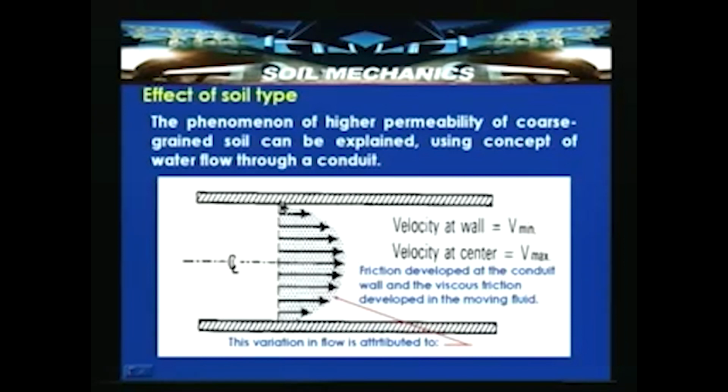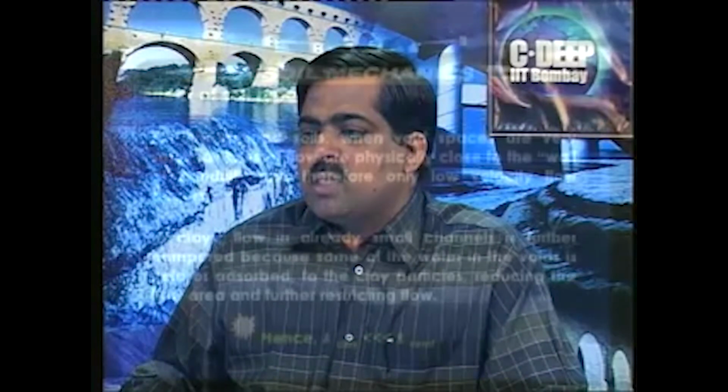Whereas in the case of the flow of water through clay particles, one reason is the frictional drag: the flow is attached almost to the wall, and because of that very little flow occurs. In addition to that, the adsorbed ions will try to keep the water very close to the clay particle. Because of that, the flow through this fine grained soil is very less. So the same concept is explained here.